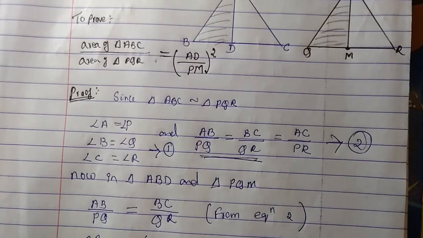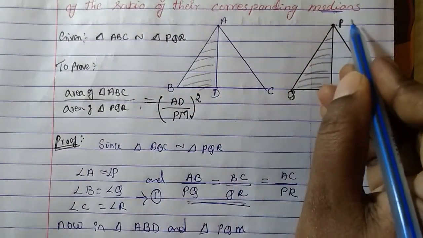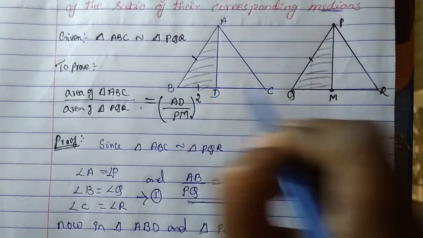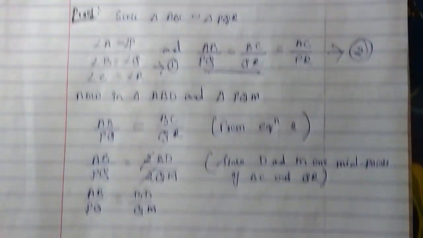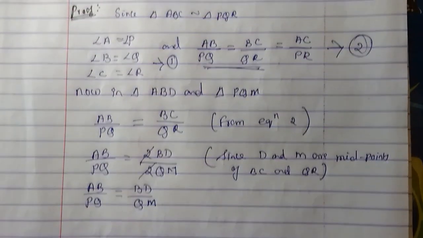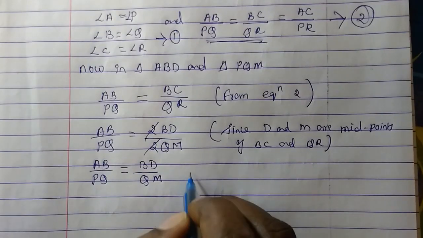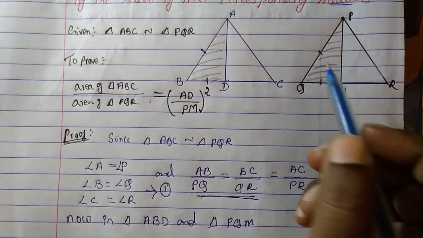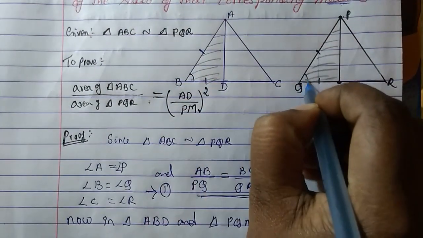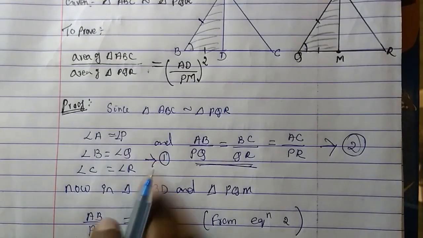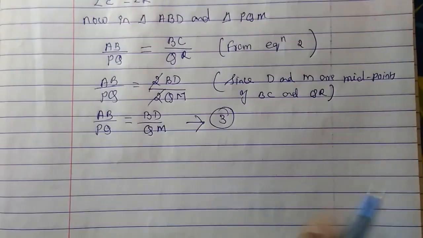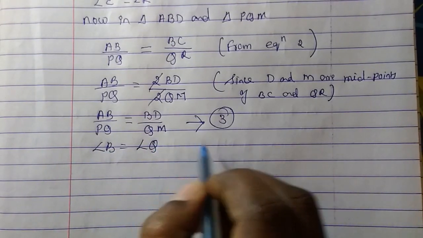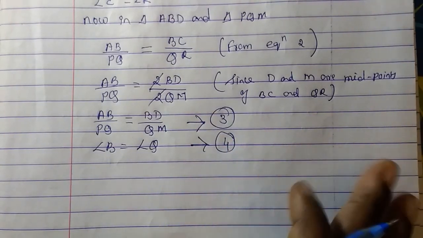Okay, so now what we have proved up to now, so AB upon PQ, this side, is equal to BD upon QM. These 2 sides we have proved here. Okay, so now one more thing, so this you can consider as equation, already we have 2, so this is 3. So 2 sides we have proved. So now can we say that angle B is equal to angle Q? That is from equation 1, B is equal to Q. So angle B is equal to angle Q.